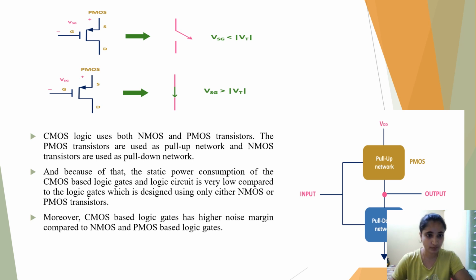Because of that, the static power consumption of CMOS-based logic circuits is very low compared to logic gates designed using only either NMOS or PMOS transistors. Moreover, CMOS-based logic gates have a higher noise margin compared to NMOS and PMOS-based logic gates.